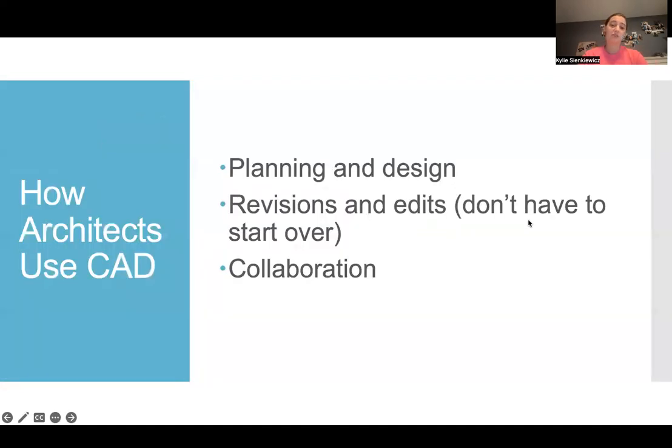So, how do architects use CAD? Architects use CAD for planning and design, revisions and edits, so you don't have to completely start over. Obviously, this is a lot easier on a computer to change things rather than if you were to draw something by hand, you would have to redraw the entire thing. Where on the computer, you could just click a couple buttons and it would be fixed. And then also for collaboration.